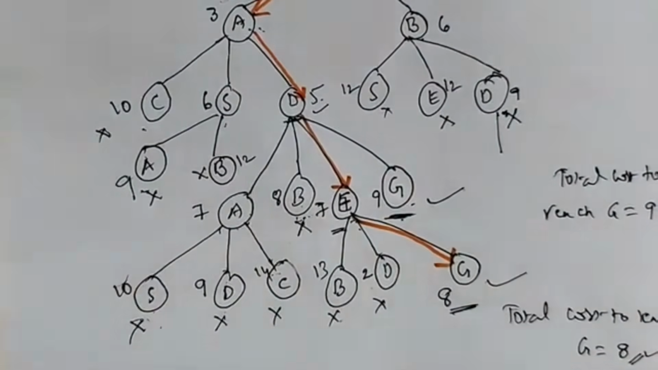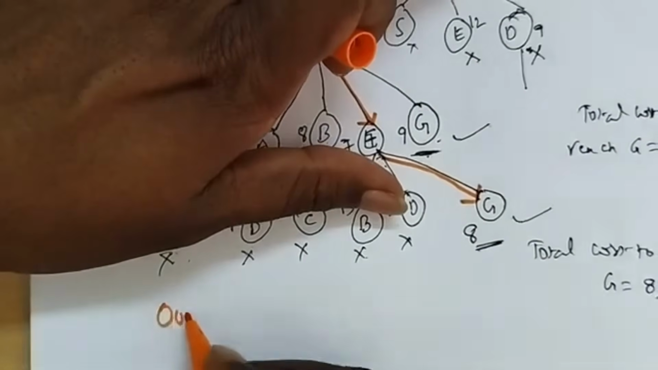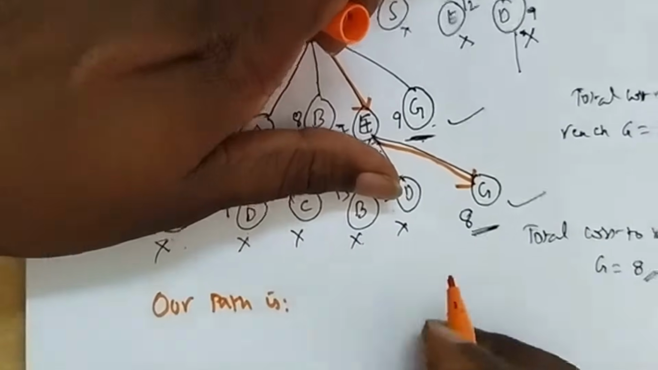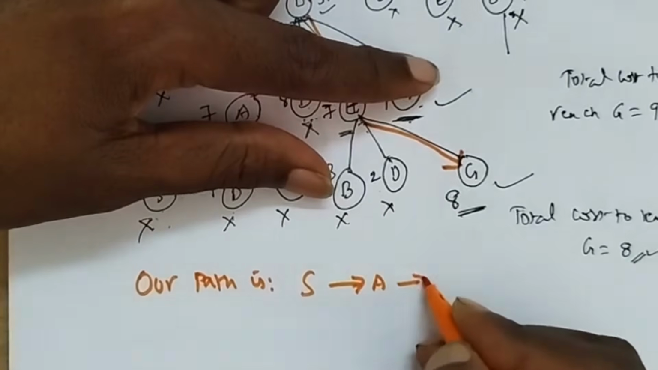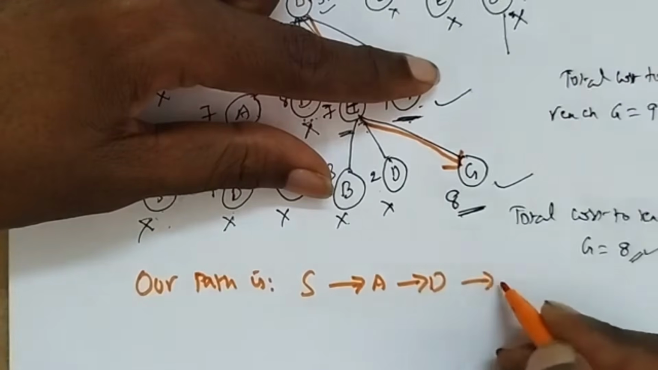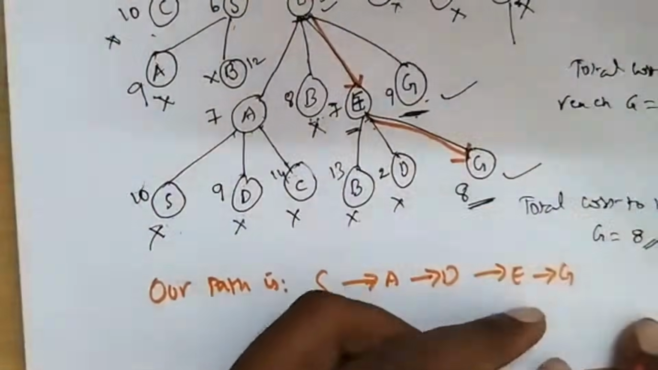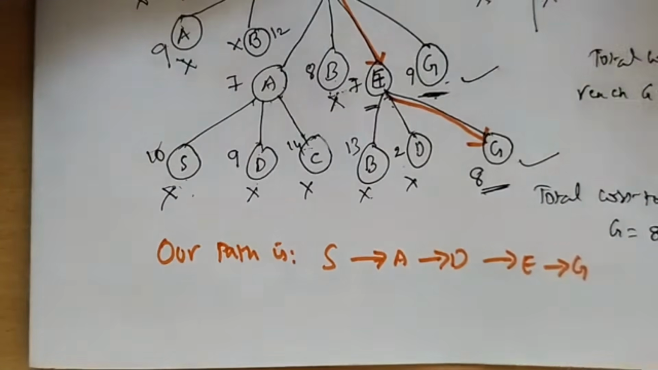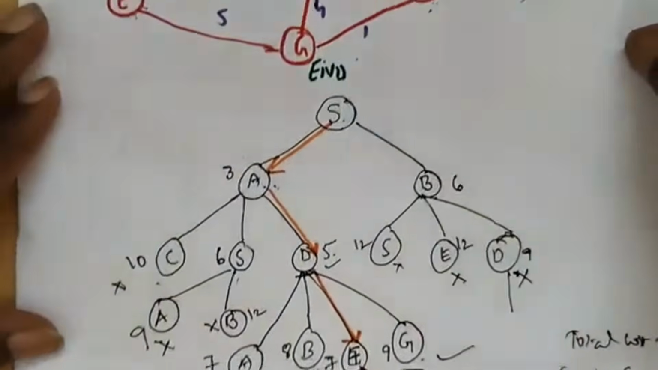Here, what is the path? Our path is S to A to D to E to G. When all the leaf nodes' weights are greater than or equal to your current total cost, then we have to stop the process. This is about the greedy general method.